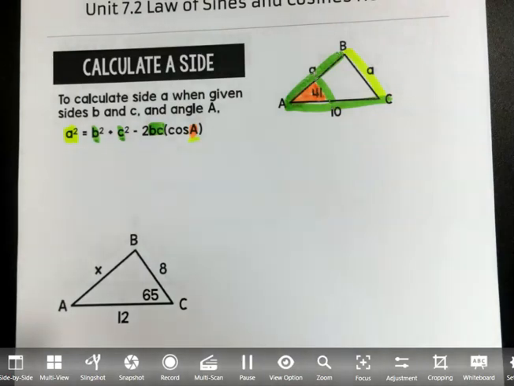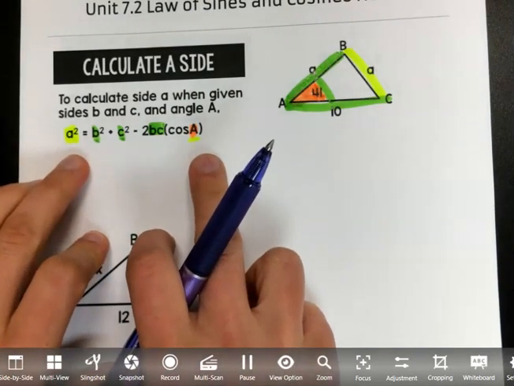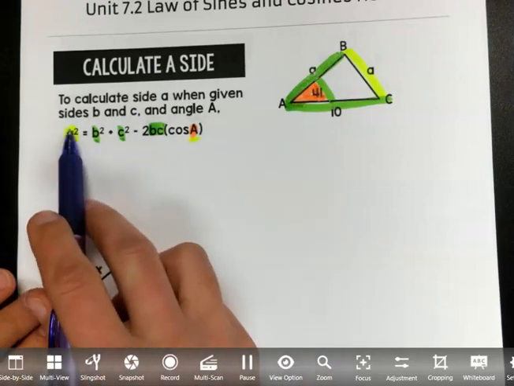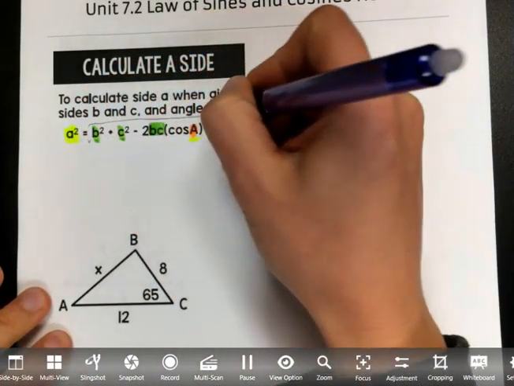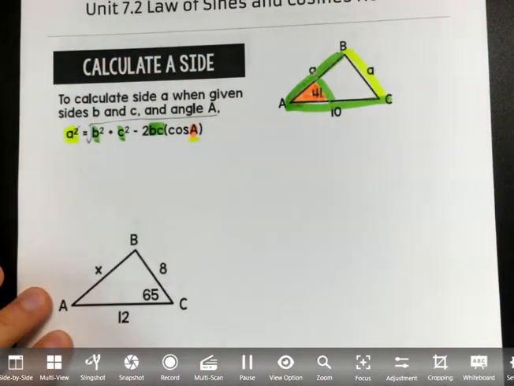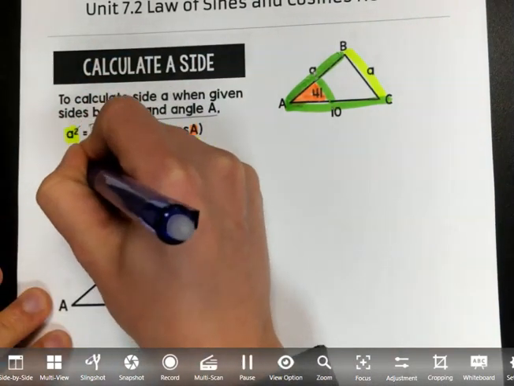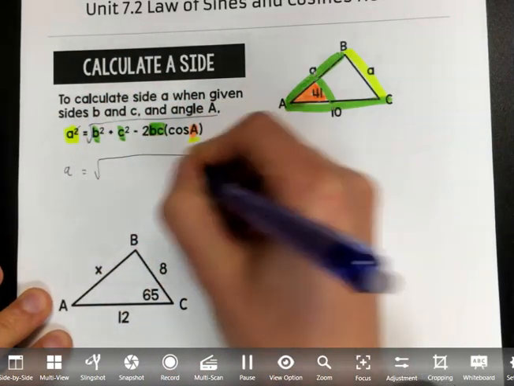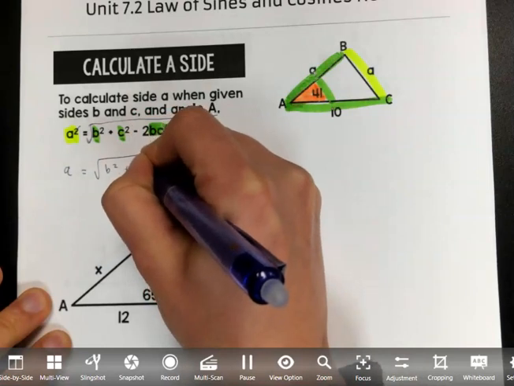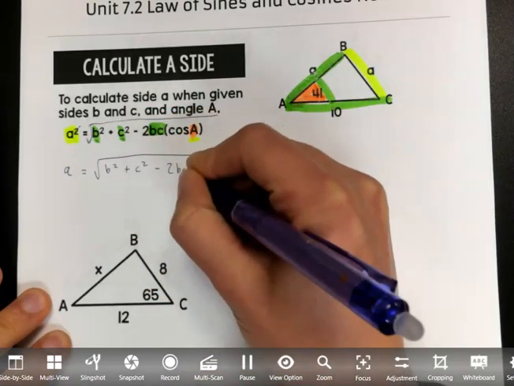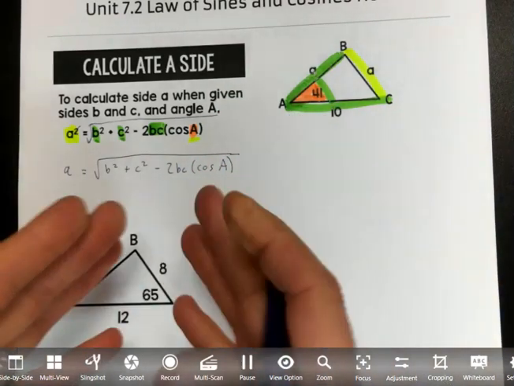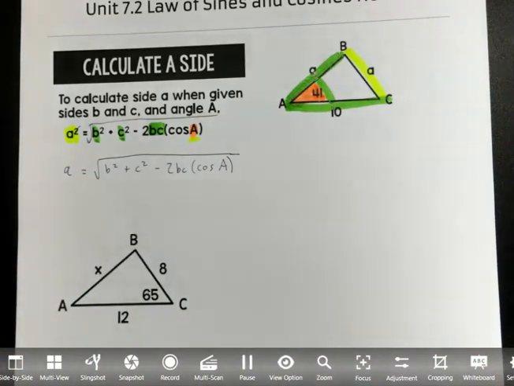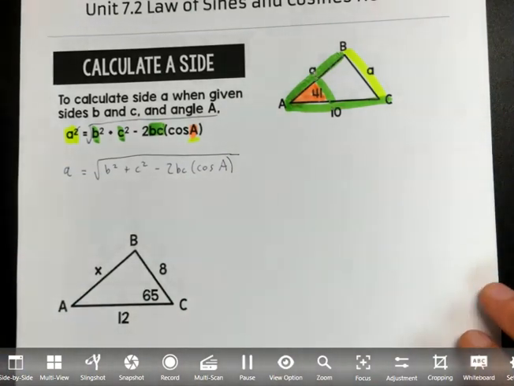So the only adjustment I'm going to make to this formula here is it's solving for a squared, but really that doesn't get me anywhere. I want just a. So what I'm going to do is I'm going to take the square root of all of this to get just a. All right, so it really is side a is equal to the square root of b squared plus c squared minus 2bc times cosine of angle A. Okay, so that's what I'm going to use to just eliminate one step. All right, so we don't have to take the square root later.